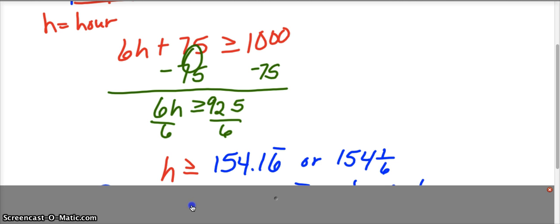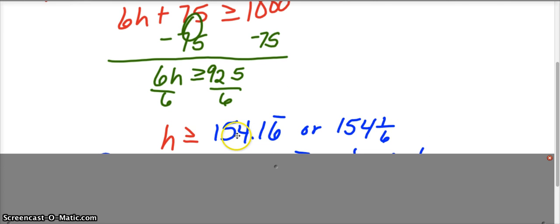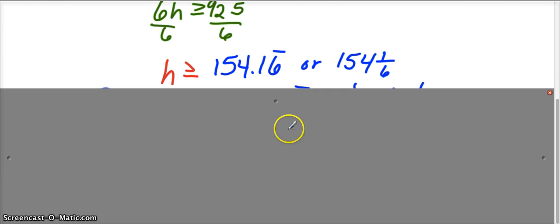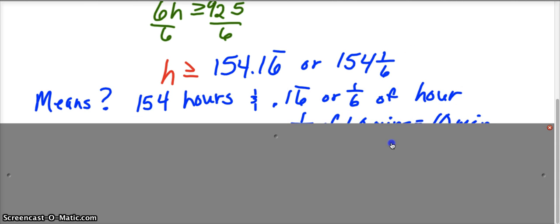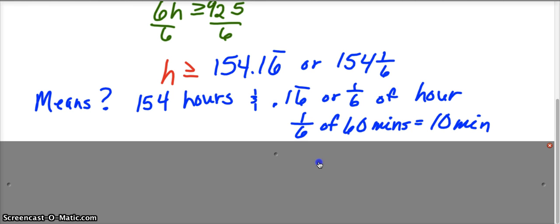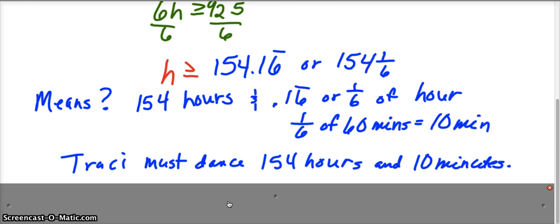When I divide by 6, h has got to be greater than or equal to 154.1666 with the 6 repeating, or written as a fraction, that's 154 and 1/6. Okay, that's great. That's hours. But if you look back at the question, we're supposed to figure it out to the nearest minute. So how many minutes is 0.16 repeating of an hour, or 1/6 of an hour? In this case, the fraction's actually the easiest thing to work with. She has to dance 154 hours and 1/6 of an hour. 1/6 of 60 minutes is 10 minutes. So Tracy's got to dance 154 hours and 10 minutes.